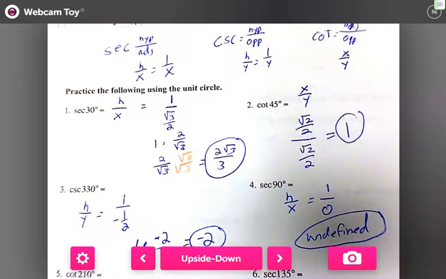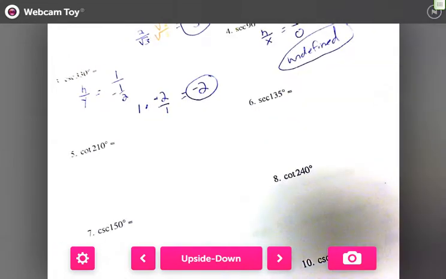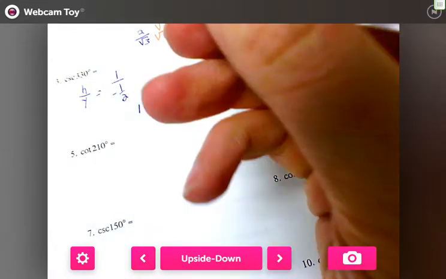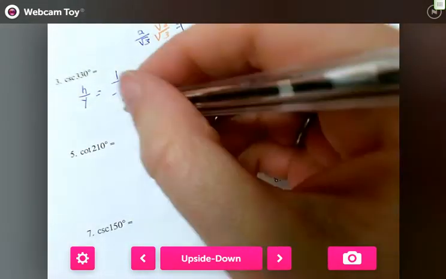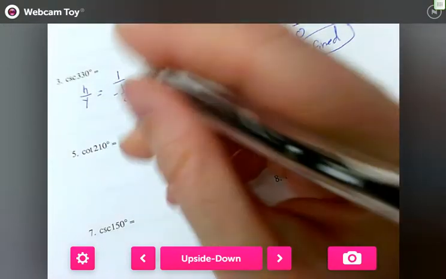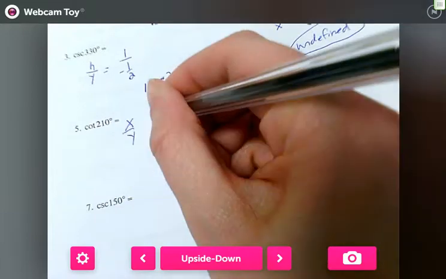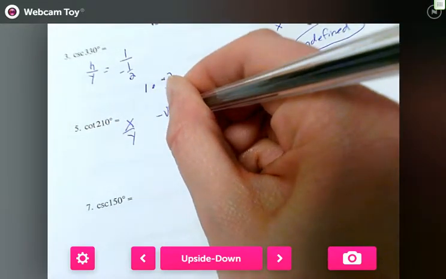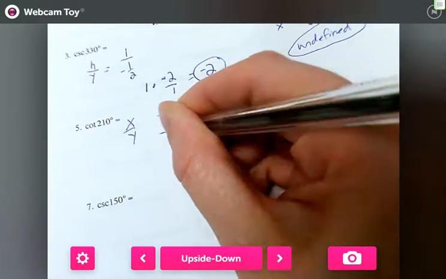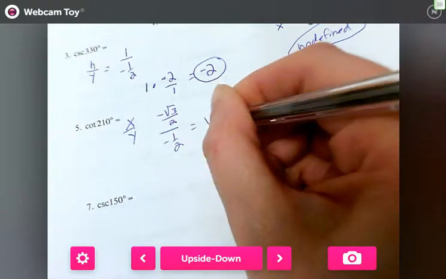So, number 5, cotangent is going to end up being x over y, so that is square root 3 over 2, quiet please, divided by negative 1/2, so we're going to get the square root of 3.